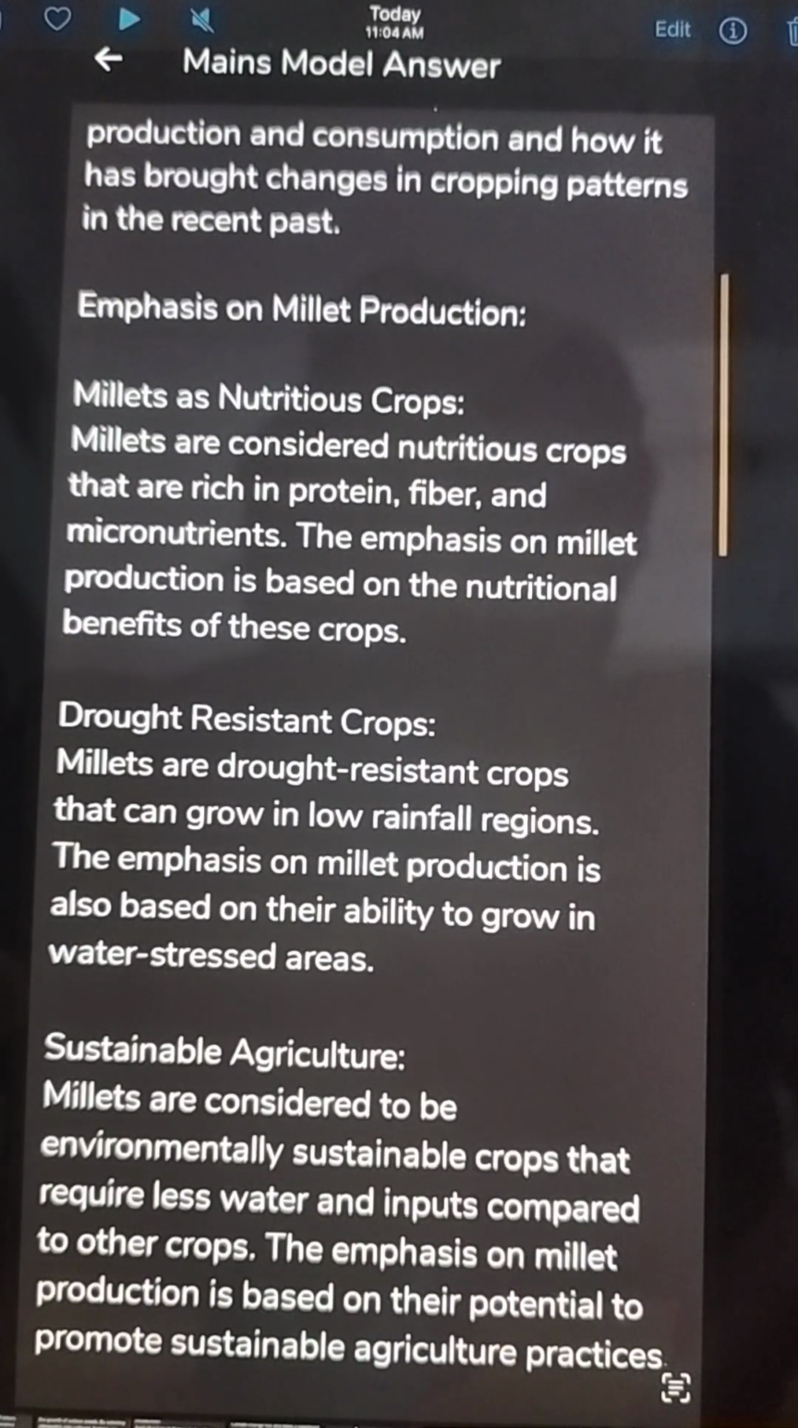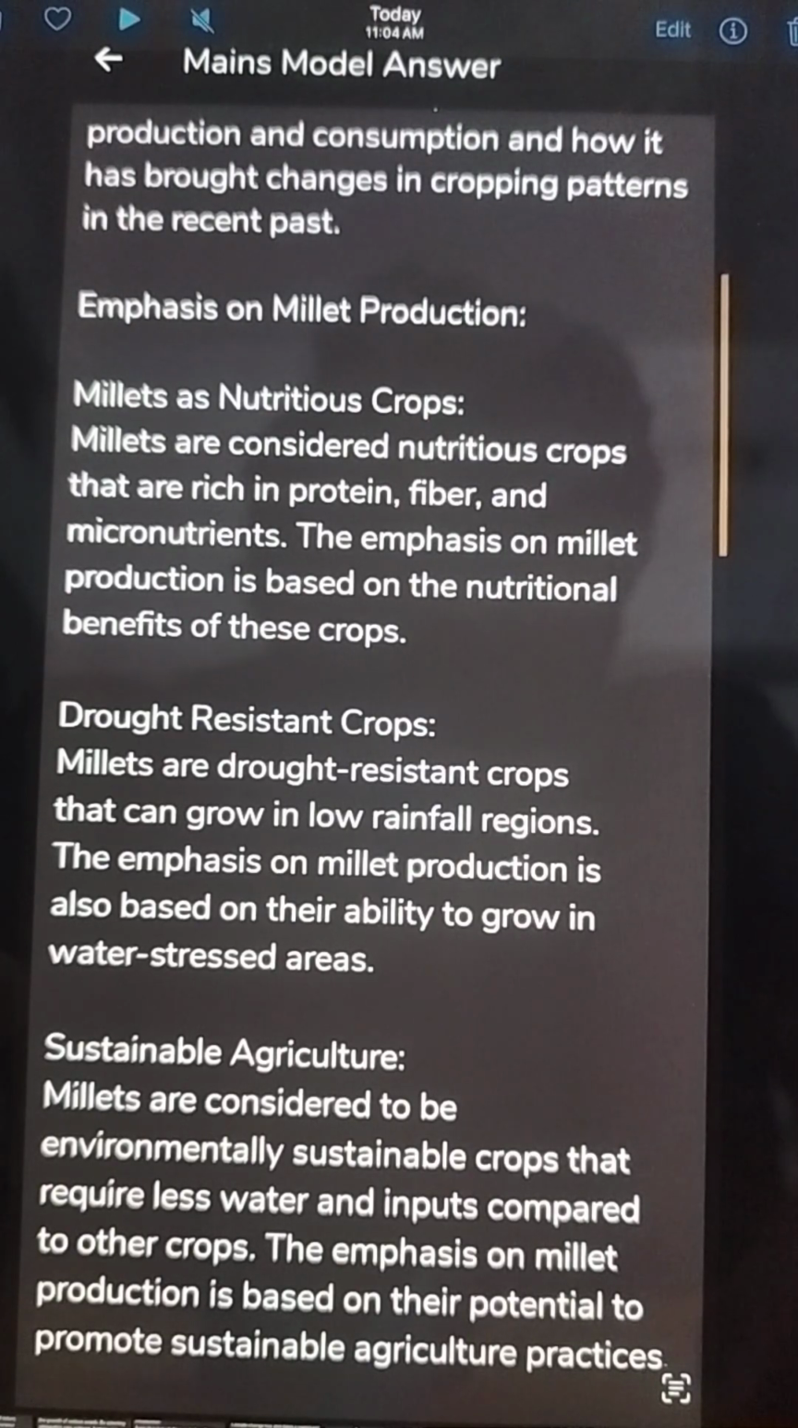Millets are considered nutritious crops that are rich in protein, fiber, and micronutrients. The emphasis on millet production is based on the nutritional benefits of these crops. Then comes drought-resistant crops. Millets are drought-resistant crops that can grow in low rainfall regions. The emphasis on millet production is also based on their ability to grow in water-stressed areas.